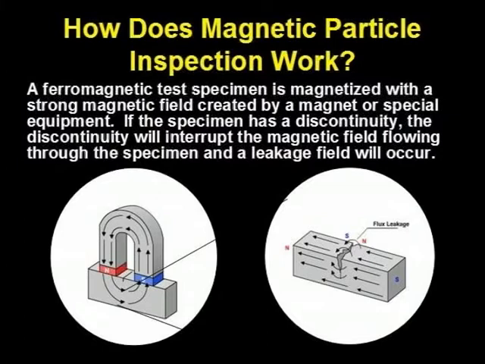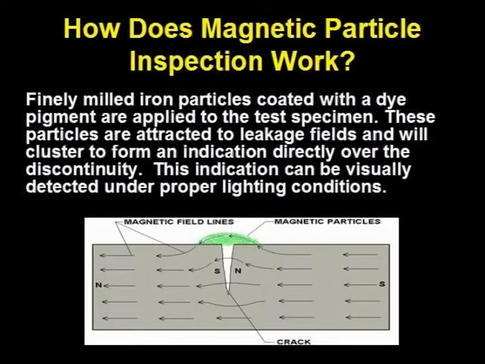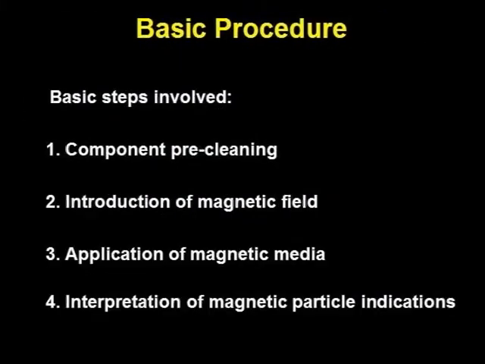Magnetic particle inspection works because discontinuities in a magnetized material allow the magnetic field to leak outside the material. This flux leakage attracts other magnetic materials, such as iron particles. Finely milled and dye-coated iron particles applied to the test article will be attracted and cluster around the leakage fields. This forms an indication directly over the discontinuity.